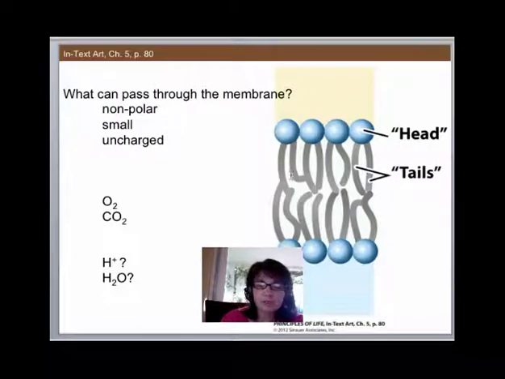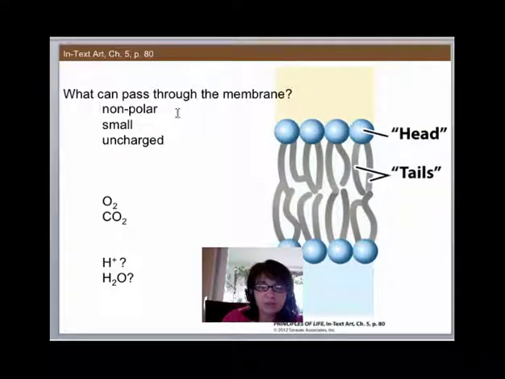So just focusing on what might make it through the membrane. We've got these hydrophilic head groups that are touching the water on the outside and on the inside. And then we've got the hydrophobic tails on the inside that are going to prevent water-like things, or anything that's not hydrophobic, from going through.